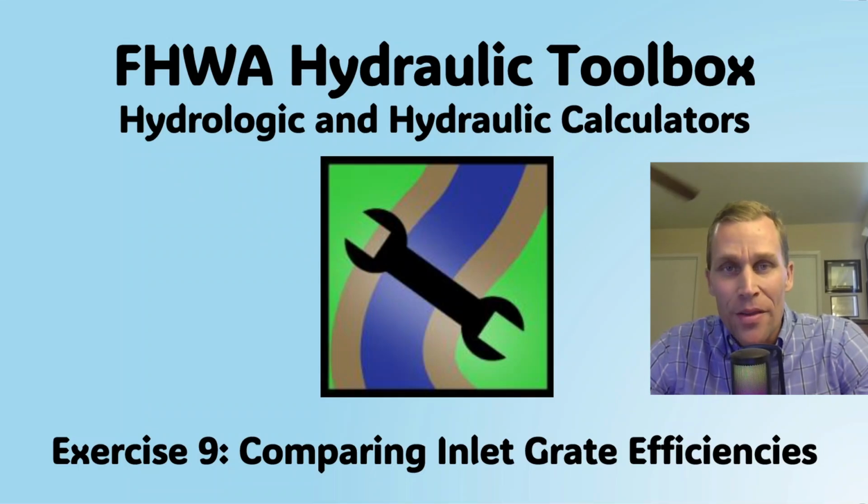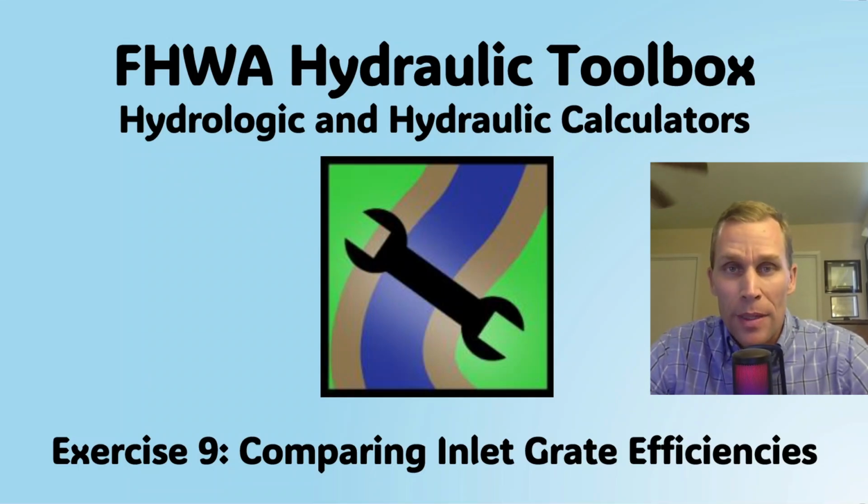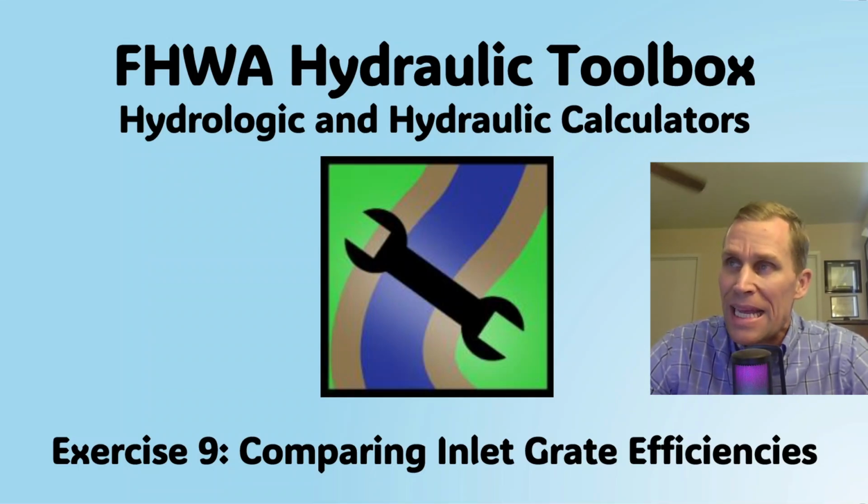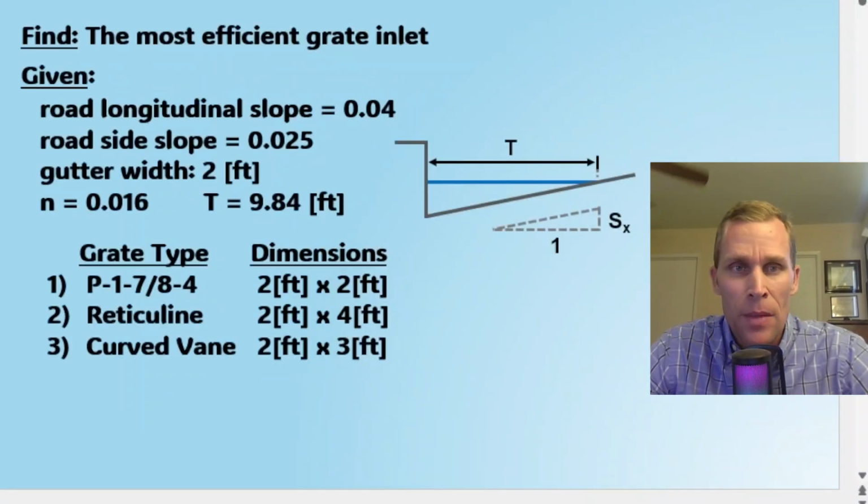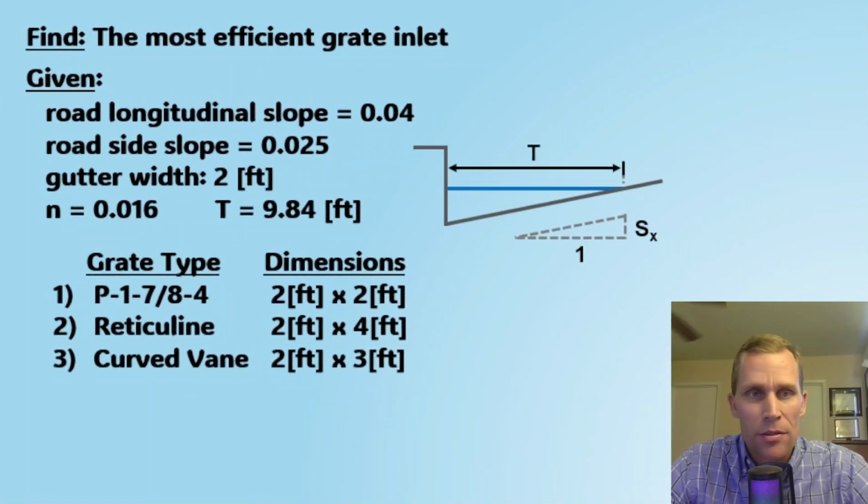Welcome and hello. This is a video exercise using the FHWA hydraulic toolbox, specifically the curb and gutter calculator. What we're going to be doing is comparing inlet grate efficiencies. What I have on the screen here is the problem statement. We're trying to find the most efficient grate, and our three choices are down below, 1, 2, and 3. There are three different grate types and dimensions, so we'll be using this information in the calculator.